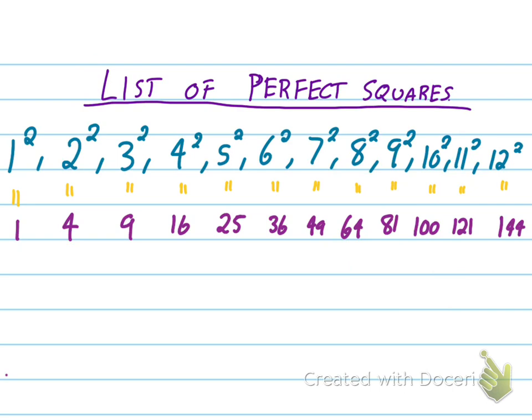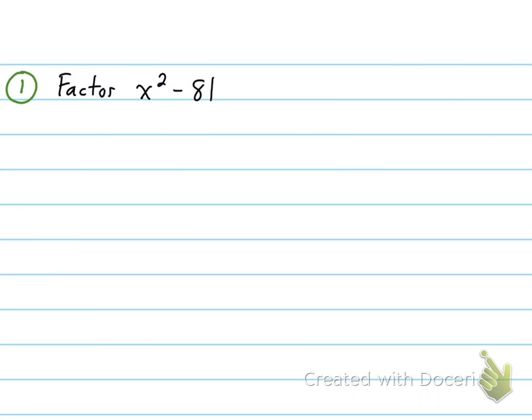Obviously, that list goes on forever, but if you really know perfect squares for 1 through 12 right now, you should be good to go. We're going to be talking a lot about trying to identify perfect squares, so having this list handy is going to be helpful. So in problem number 1, I want to factor x squared minus 81.